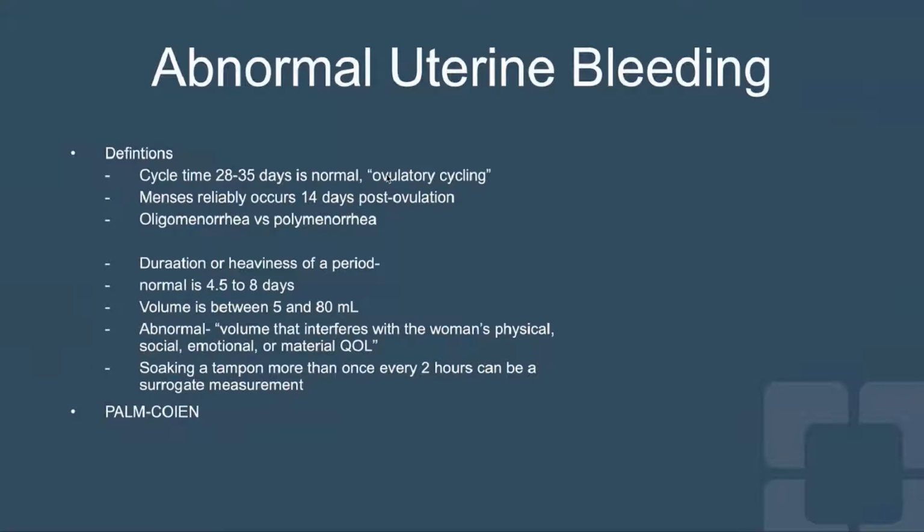And abnormal is a volume that interferes with the woman's physical, social, emotional, or material quality of life. Oftentimes, we do define that as soaking a tampon more than once every 2 hours, and that can be a surrogate measurement of abnormal uterine bleeding. The causes of abnormal bleeding: the American College of OBGYN really uses a nomenclature called PALM-COEIN, and PALM-COEIN is helpful in determining these causes of abnormal uterine bleeding.